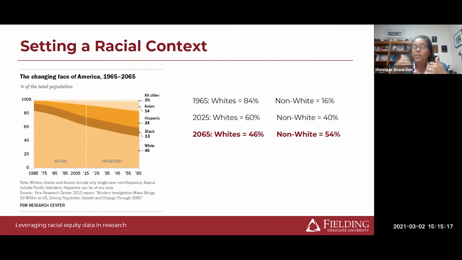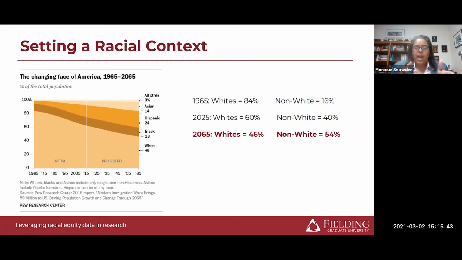And so we'll see that 60-40 split. And then when we get to 2065, we're going to see the non-white population actually transcend above the white population. And this is really important for us to set this racial context, because why is it germane for us to be having these conversations about things like implicit bias and racial bias?